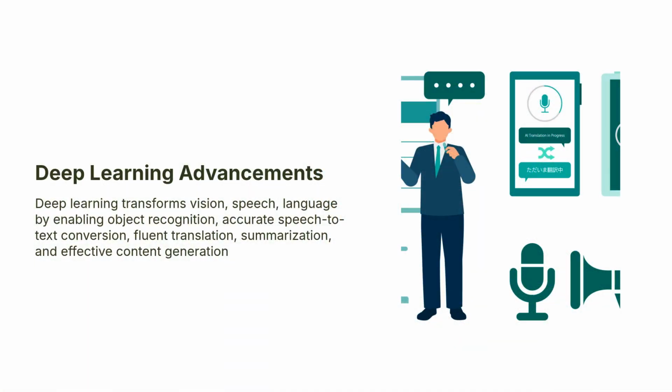Deep learning revolutionized vision, speech, and language. It enables object recognition in images, converts speech to text accurately, translates and summarizes text fluently, and generates new content from prompts effectively.